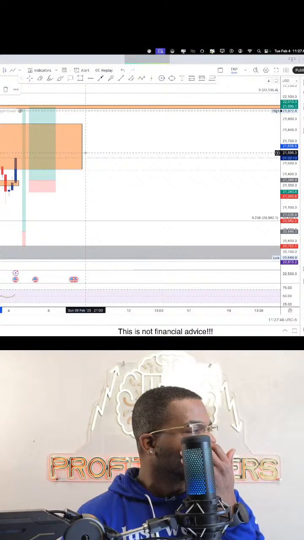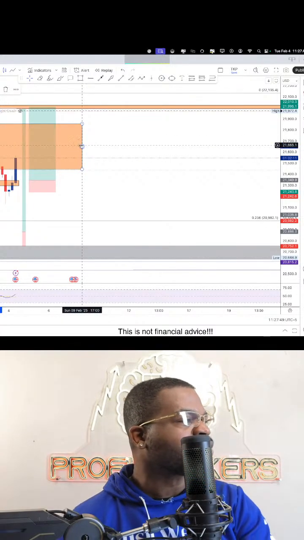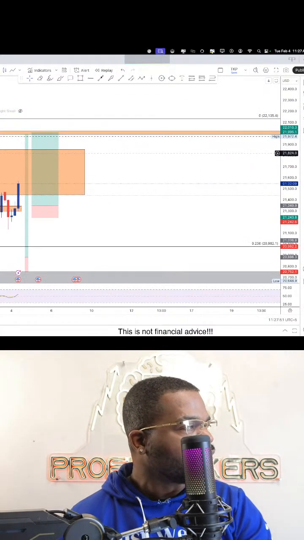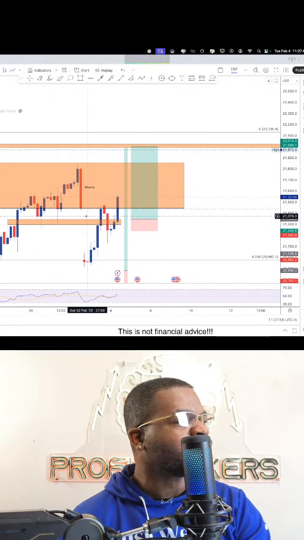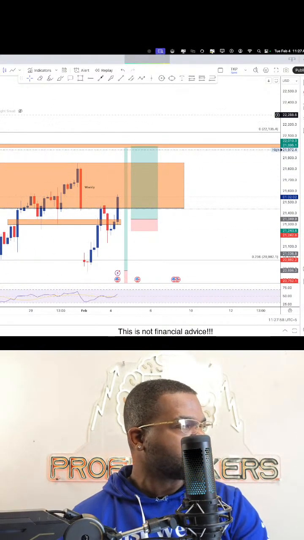Now this is the thing about this weekly zone being so wide. Price could actually break above this entire thing, capture that liquidity in that area that we spoke about, and still reject.